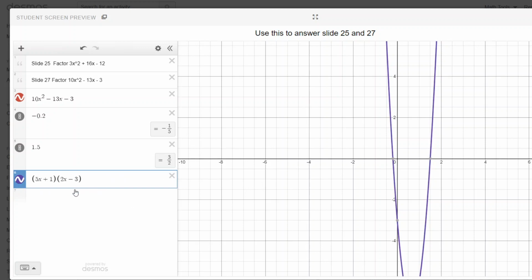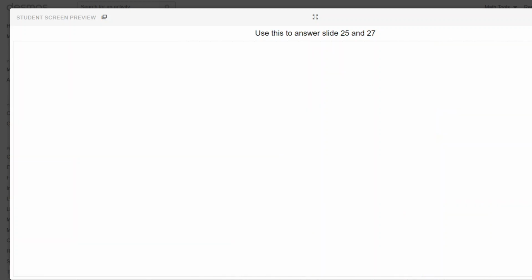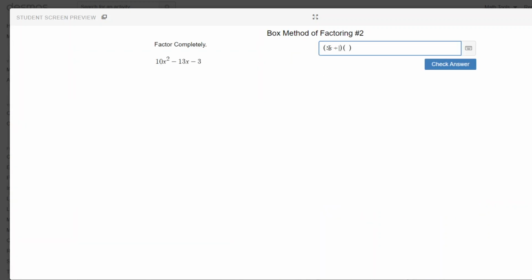Part of the reason that we're trying to bring these to the front is, notice that 5x times 2x is 10x squared, which is exactly what it says here as well. So we're just trying to make sure we get exactly the correct graph here. So 5x plus 1, 2x minus 3, and you can just go ahead and fill those in here.